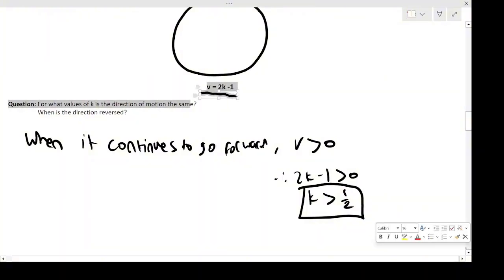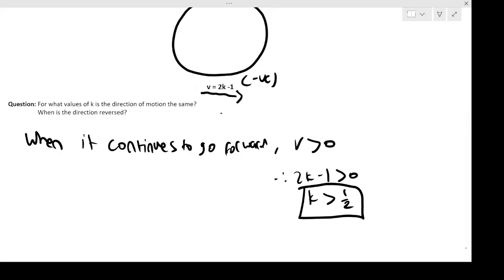So if we said it was going forwards, we need to make sure this is going to be a negative answer, because that would force us to then go the other way, to flip the direction. And so we need to now do the opposite and now say it's less than 0.